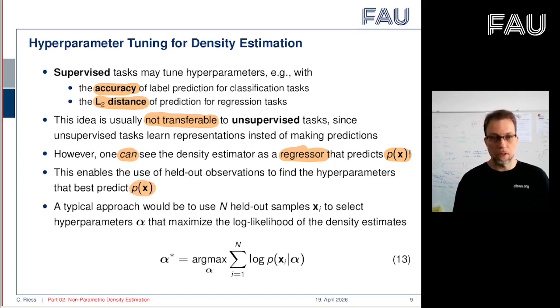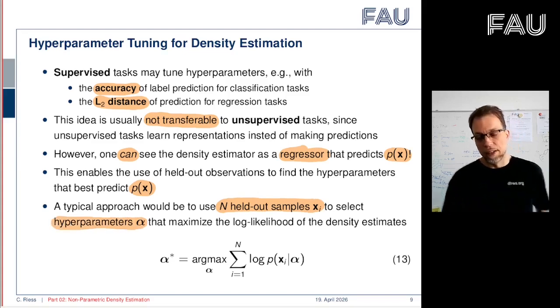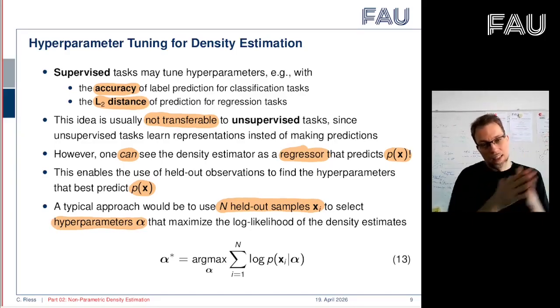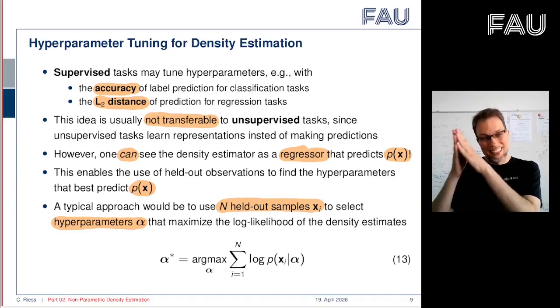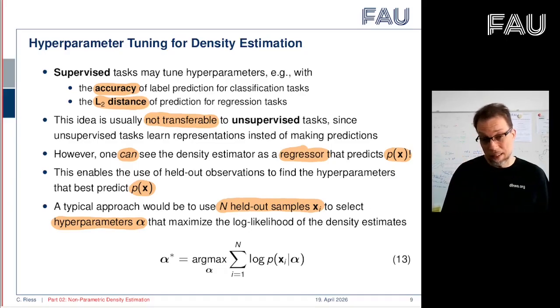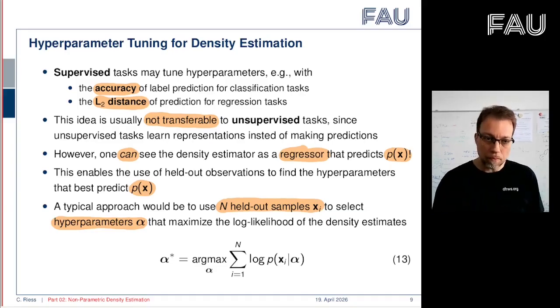X. So let's use n held-out samples, xi, and then, very generically, let's write the hyperparameters as a vector alpha. This is a bit of overkill. We only had the window size as hyperparameter for the Parzen window estimator, and we only had k, scalar k, as hyperparameter for the k nearest neighbor. But anyways, whatever it is, let's call it alpha.